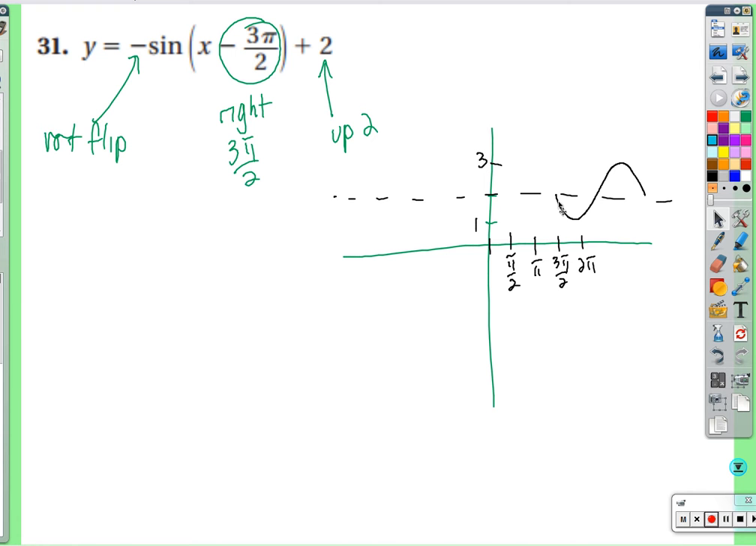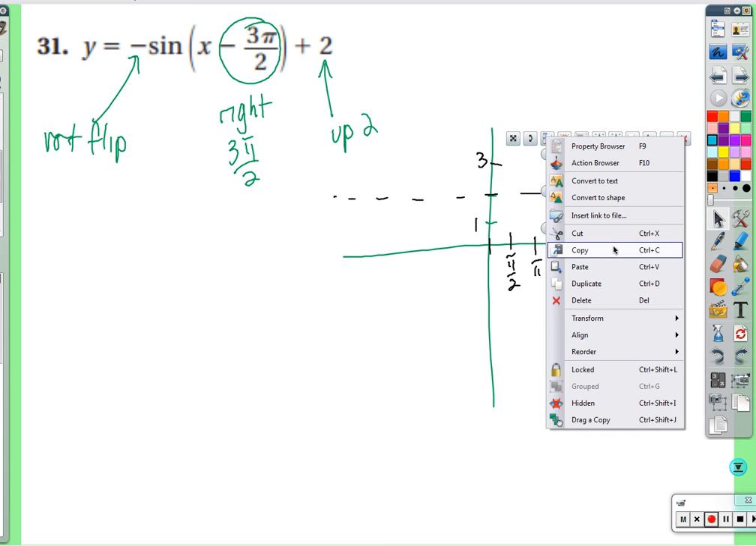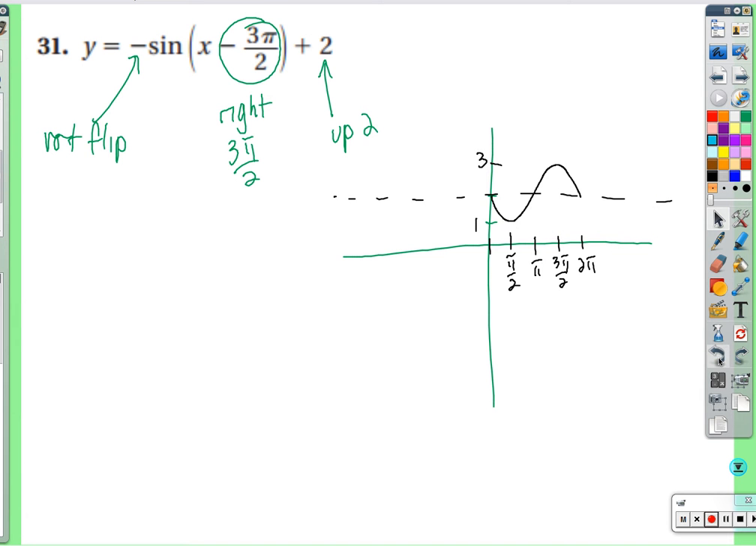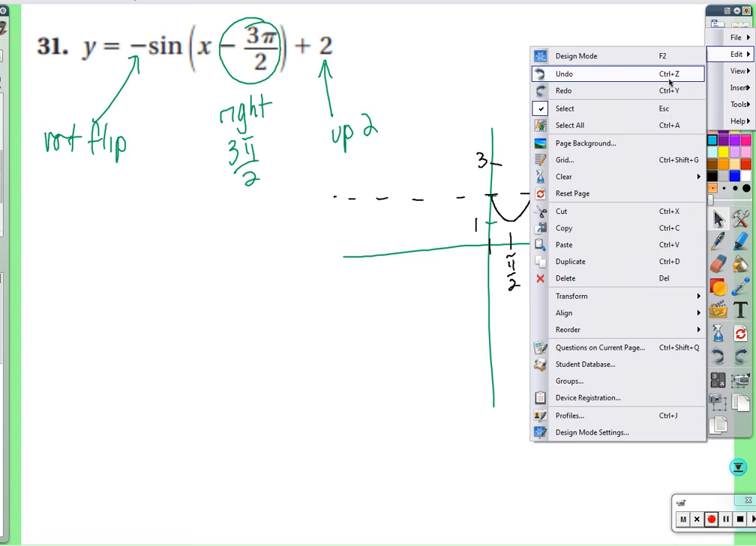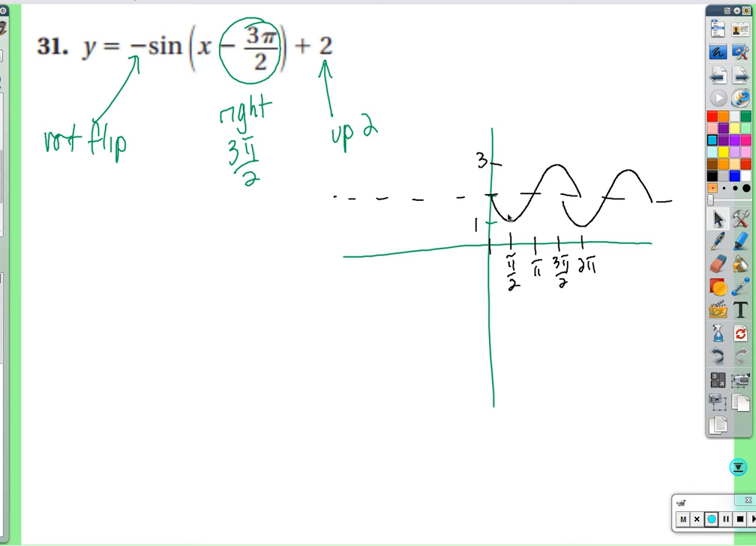But if you weren't able to do that on your paper, then you can draw this one and then draw yours and see what it takes. If I move everything over 3 pi over 2, where are all these points now? The easiest one would be 0. If we take 0 and add 3 pi over 2, then that'll be 3 pi over 2.